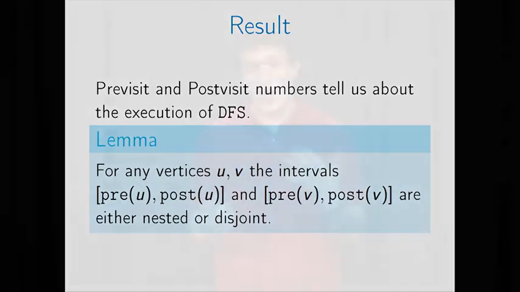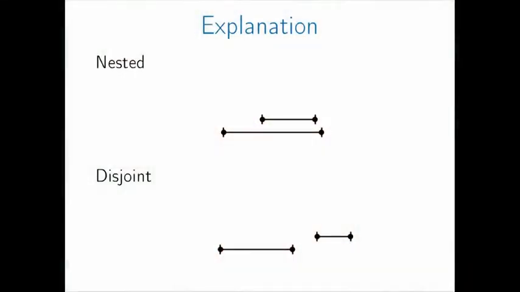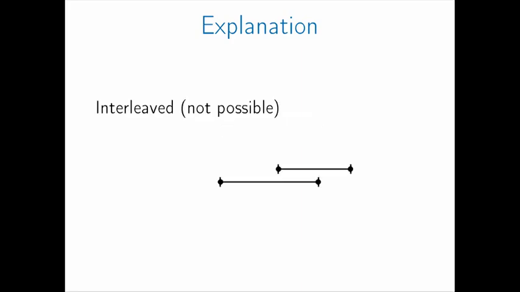And in particular, whether they are nested or disjoint will actually tell us something useful about the way in which the depth-first search ran on these two vertices. So let's take a look at what we mean by this. If you have two intervals, there are a few ways in which they could intersect with each other. Firstly, it could be the case that one interval is strictly contained in the other one. This means that they're nested. It could also be that they're disjoint from each other, that they don't overlap at all. Finally, we could have two intervals that are interleaved. They sort of overlap over part of their ends, but not over the entire interval of either side. And what we're saying in this lemma is that the interleaved case is actually not possible.